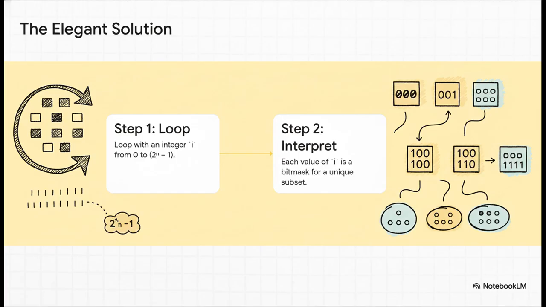You take a number, let's call it i, and you just loop it from 0 all the way up to 2 to the n minus 1. Now, think about what happens as i counts up. 0, 1, 2, 3, 4. In binary, those numbers are 000, 001, 010, 011, 100. The loop is naturally generating every single possible combination of bits for us. And since we already know each bit pattern is a unique subset, this simple loop effortlessly visits every single combination.